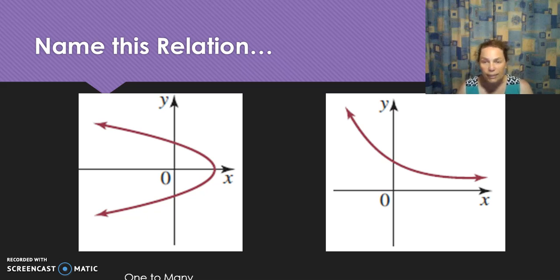As you go with our second one, as you scan down and then across, the line is only ever being cut once at any one time. So it's a one-to-one relation.